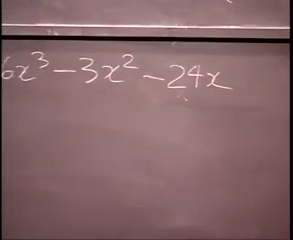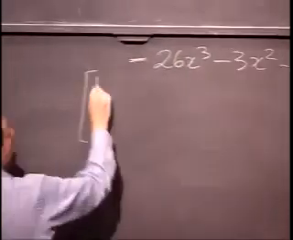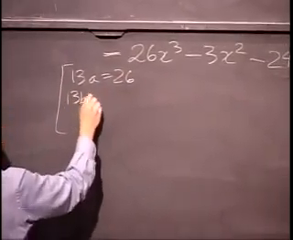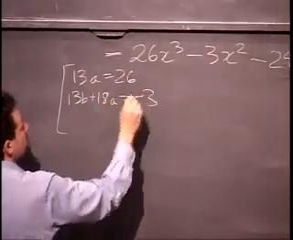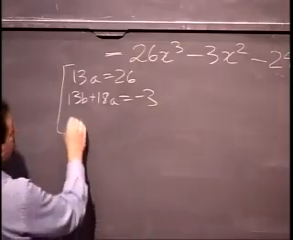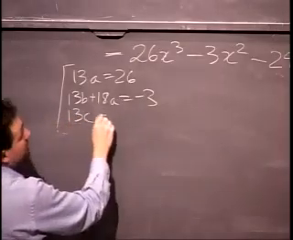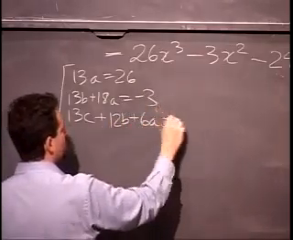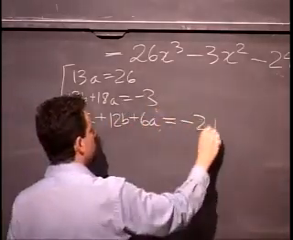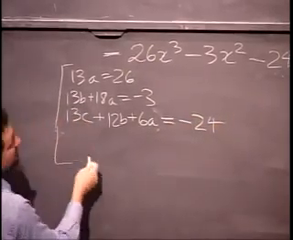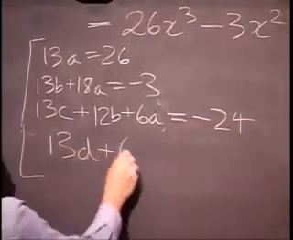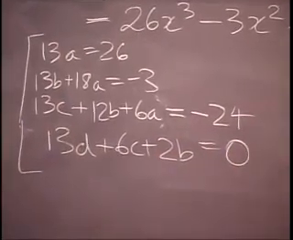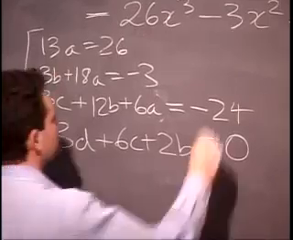So if we equate coefficients, we will have 13a equals 26. We will have 13b plus 18a equals negative 3. We will have 13c plus 12b plus 6a equal to negative 24. And finally, this constant coefficient, 13d plus 6c plus 2b equals 0. And this is a collection of simultaneous equations, which actually is not so bad.